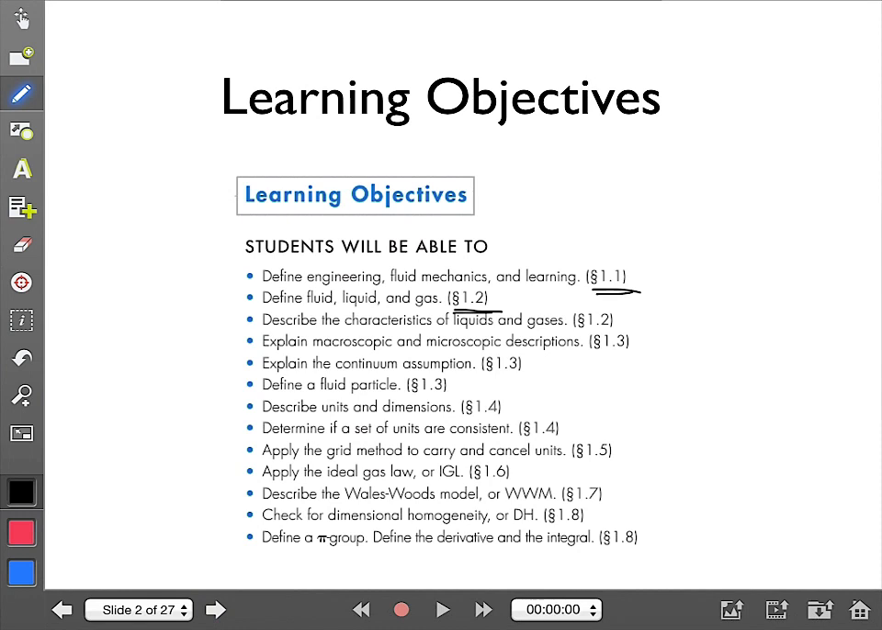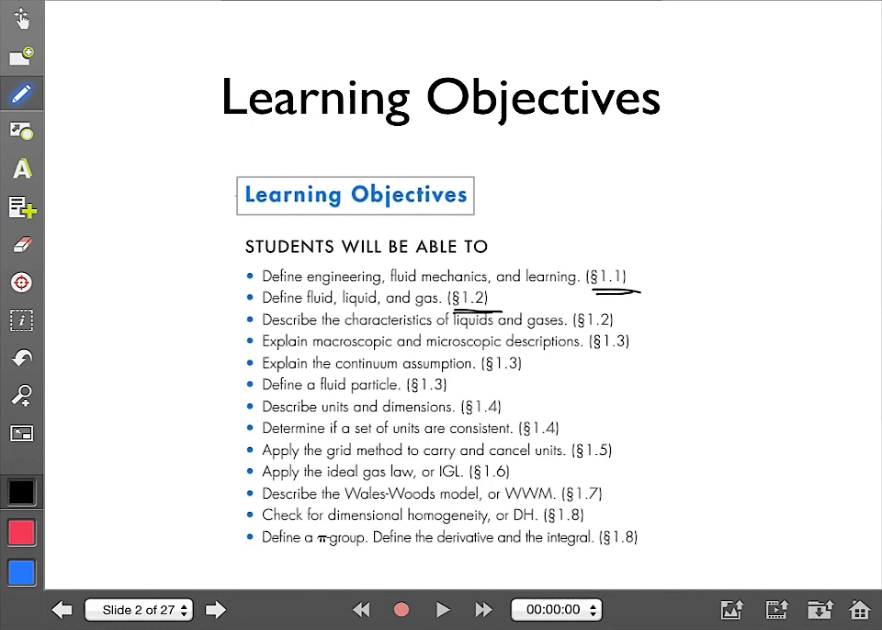We're going to, in this chapter, define what a fluid is. It's a liquid or a gas. We'll describe the characteristics of liquids and gases, explain different approaches for describing fluids, either macroscopic or microscopic, and talk about what the continuum assumption is. Define a fluid parcel. We're going to work with dimensions, both in terms of what they are, what determines a consistent set of units, and then how we use the grid method to convert units and cancel them.